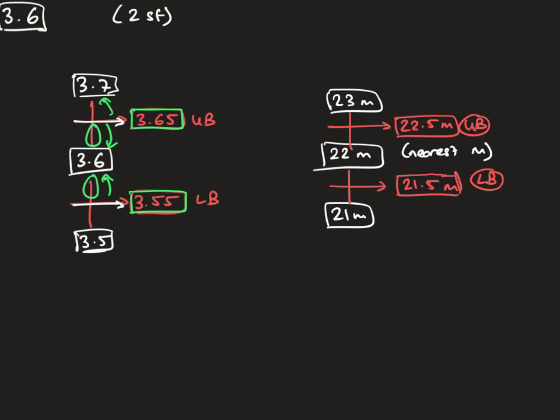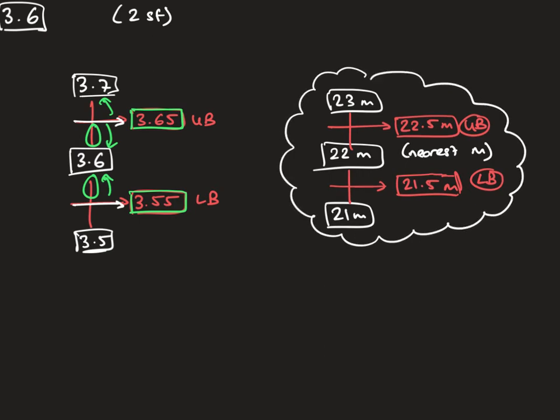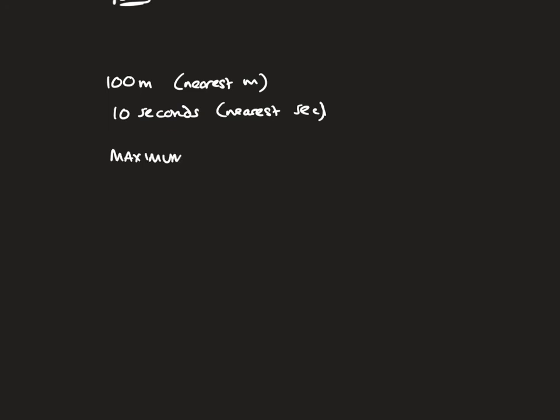Now, these can be used in a variety of different ways, but they're mostly used in GCSE maths just to allow us to find an upper and lower bound, essentially the possible maximum distance that could have been thrown and the possible minimum. Now, what can happen sometimes with some questions is, say, for example, someone ran 100 meters to the nearest meter, and they did it in 10 seconds, to the nearest second. Now, what they can ask sometimes is, what would the maximum speed be?